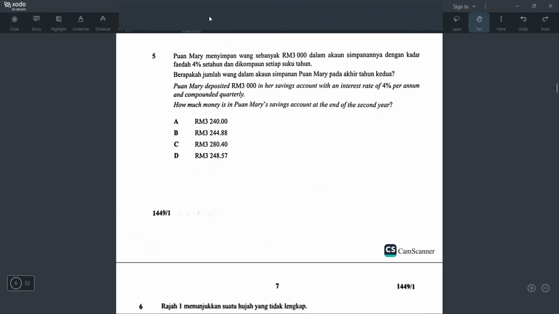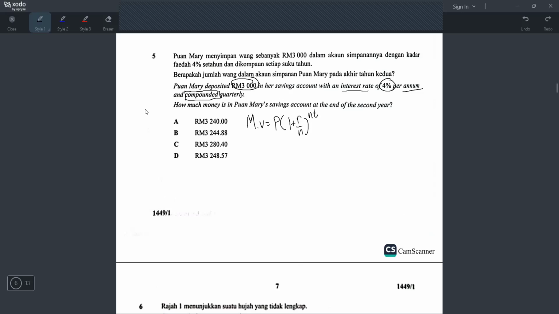Okay, this is number 5. Number 5 says, Puan Mary deposits 3,000 ringgit in her savings account with an interest rate of 4% per annum, meaning per year, and compounded quarterly. So take note, this keyword is important: compounded. So this is a compound interest question. For compound interest questions, we will use this formula: MV equals P, bracket 1 plus R over N, and then the whole thing to the power of NT.